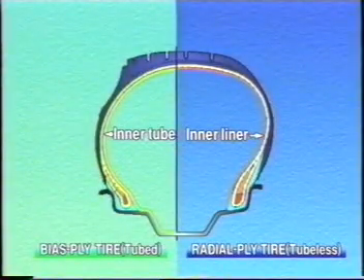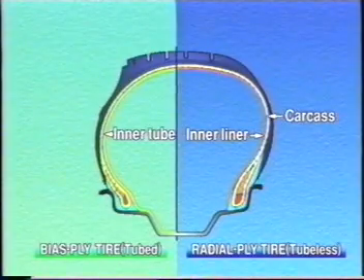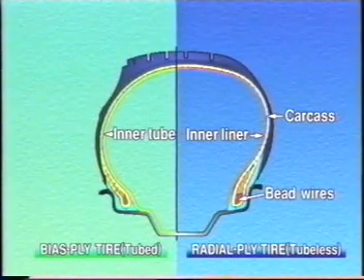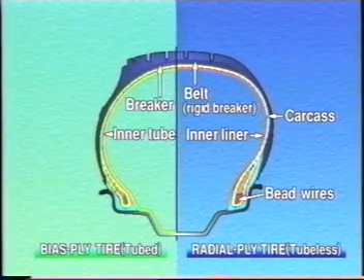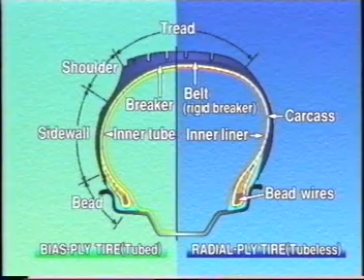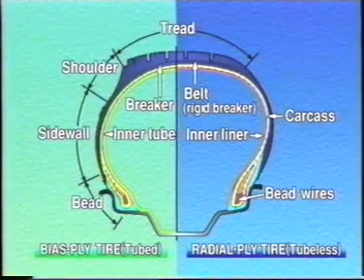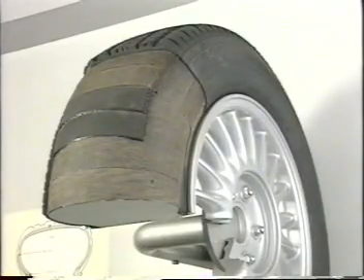The basic components of a tire are its carcass, bead wires, breaker or belt, and a rubber layer which covers the surface. The rubber layer consists of tread, shoulder, sidewall, and bead. The carcass can be regarded as the framework of a tire.